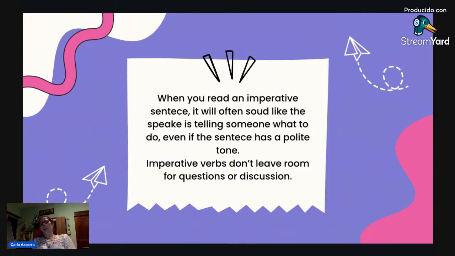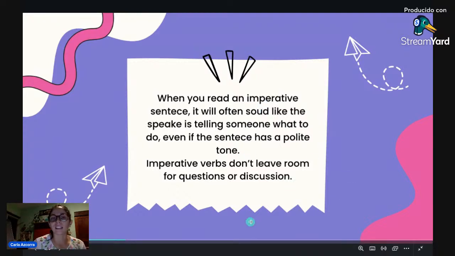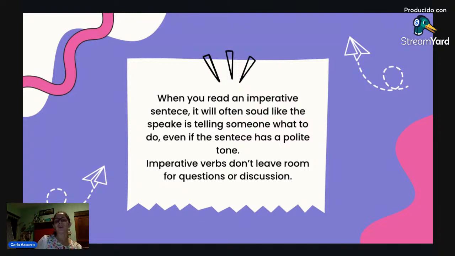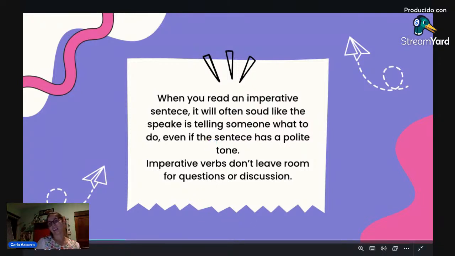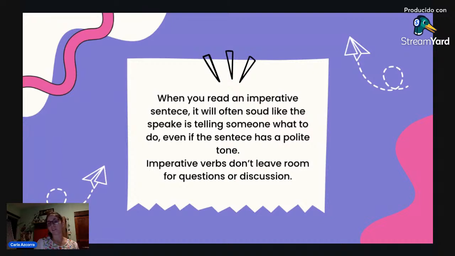And what is this? When you read an imperative sentence, it will often sound like the speaker is telling someone what to do, even if the sentence has a polite tone. Imperative verbs don't leave room for questions or discussion. So that means that they are giving you an order. Entonces, los imperativos o las oraciones imperativas son oraciones en las que la persona que está hablando nos está diciendo qué es lo que quieren que hagamos. No nos dejan espacio para hacer preguntas o para discutir esa orden.